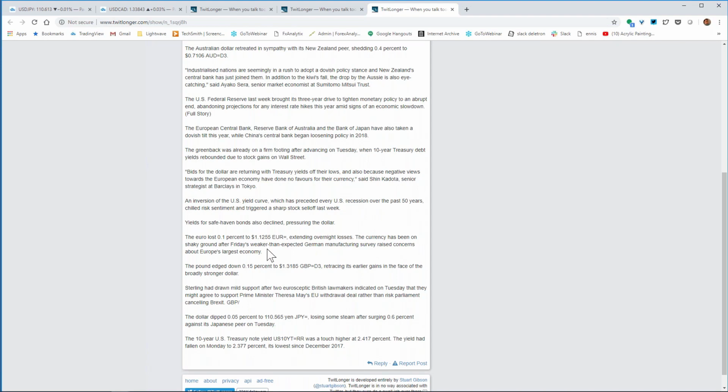An inversion of the U.S. yield curve, which has preceded every U.S. recession over the past 50 years, hit risk sentiment and triggered a sharp stock sell-off last week. The euro lost 0.1% to 1.2555, extending overnight losses. The currency has been on shaky ground after Friday's weaker than expected German manufacturing survey raised concerns. Sterling drew mild support after Eurosceptic British lawmakers indicated on Tuesday they might agree to support PM May's withdrawal deal rather than risk a parliament canceling Brexit.